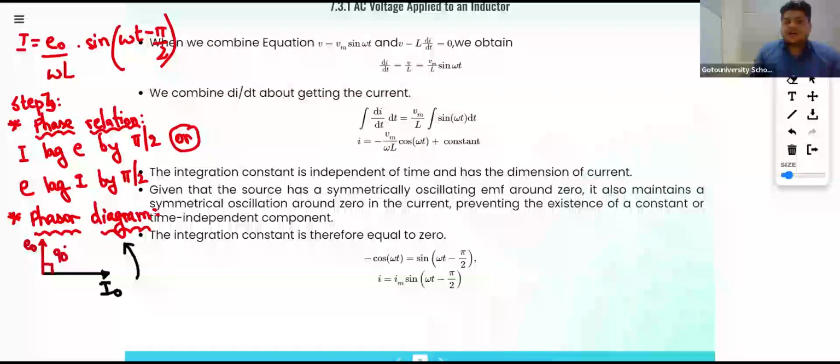Okay. I'm making some mistake. Current lags and EMF leads here. EMF leads. Okay. Phase relation, phasor diagram. Then we have the graph, a small graph.